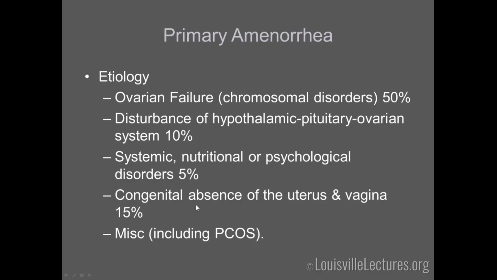So primary amenorrhea, about 50% of the cases are due to ovarian failure, high LH and FSH, get a karyotype. Other patients may have hypothalamic pituitary problems. Some will have secondary disorders, psychological, nutritional, and systemic illnesses. Occasionally you have congenital absence of the uterus. And now we're seeing more and more patients with PCOS, formerly a cause of secondary amenorrhea, expressing itself younger and younger in girls such that they have primary amenorrhea.